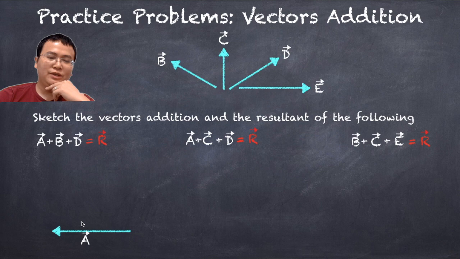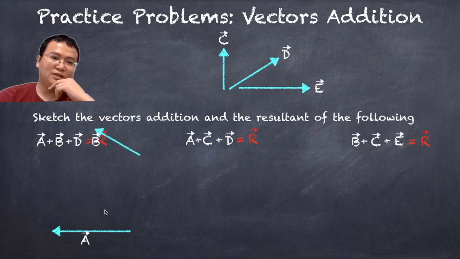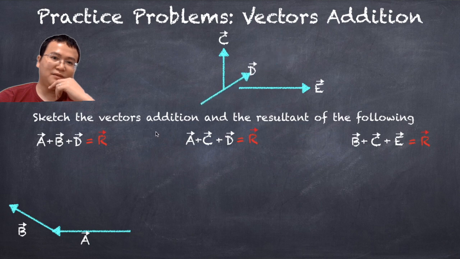So the first thing we need to do is sketch vector A, and I'm just shifting that vector down. It doesn't change the magnitude nor direction, so it's the same vector. You can shift vectors around. The next thing I do is vector A plus vector B, so I need to take the tail of vector B and put it at the head of vector A and draw that, okay? And then plus vector D, I'm doing the same thing, putting the tail of vector D at the head of vector B. And the resultant vector is from the tail of the first vector to the head of the last vector. That's the resultant vector.